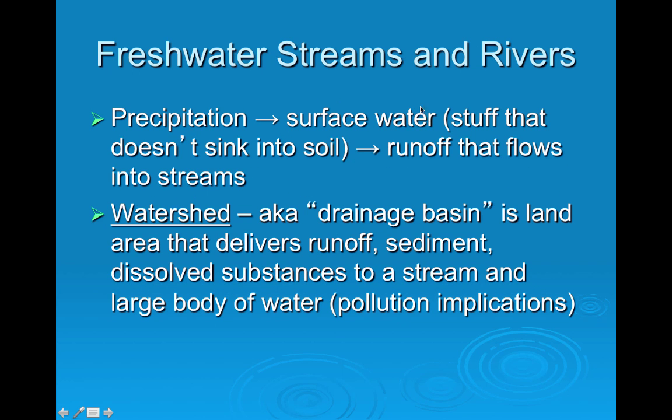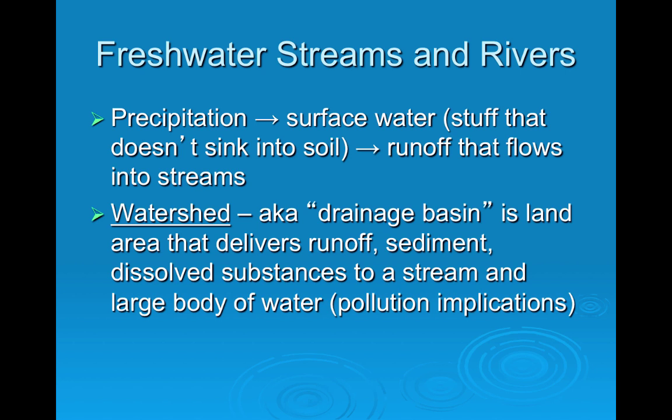Again, sometimes it's even just heavy rainfall that will help to drive a river, and this is more referring to the sources of water that come from places other than the headwaters. So every time it rains, you have surface water, which is stuff that doesn't sink into the soil. Remember the water cycle we already did, it runs through land and then goes into streams.